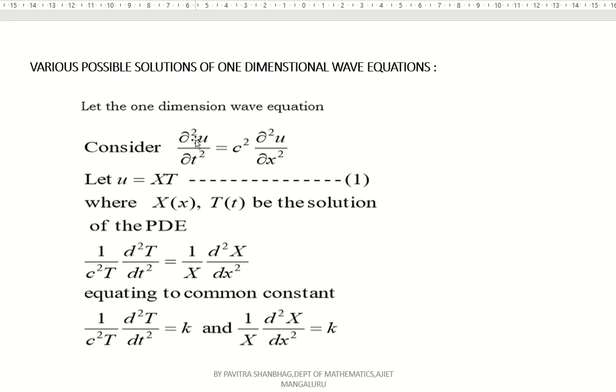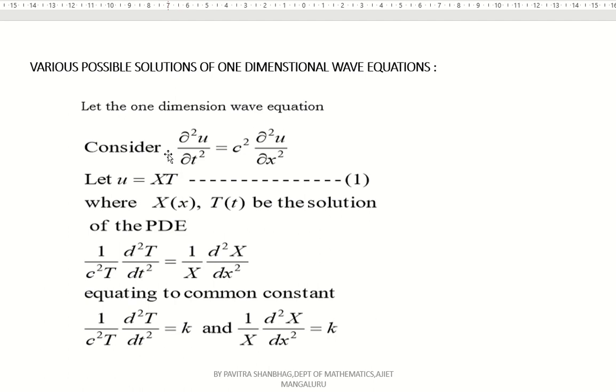Now, since it is a product method, we have to choose u in terms of the other two variables x and t in the form of a product. You have to choose capital X into capital T, where capital X and capital T are functions of small x and small t respectively. So let u equal to XT, where X is a function of x and T is a function of t. Now, if you take u equal to XT here, what will you get? Just put u equal to XT.